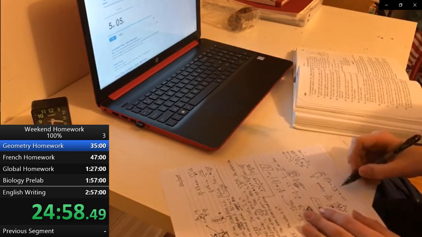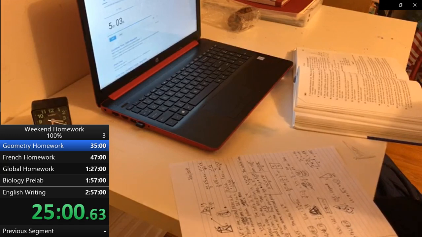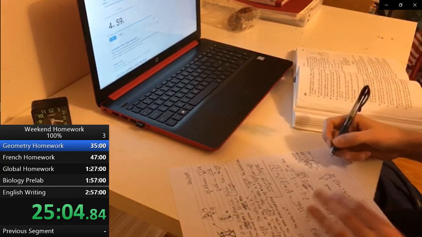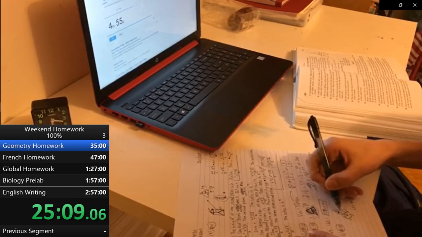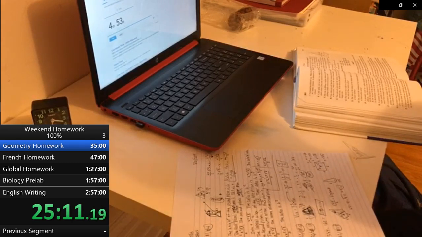Now, root 82, can we make that any less annoying? No, we can't. So root 82 is going to be between 8 and 9, closer to 9. So this thing is between 8 and 9, and we're 2 inches down. Well, that doesn't help at all.